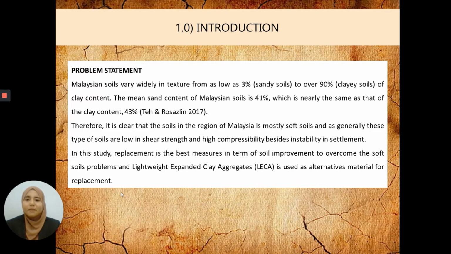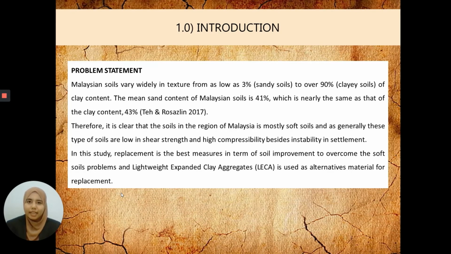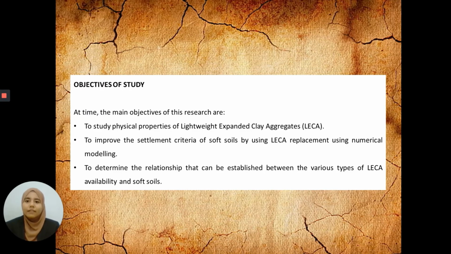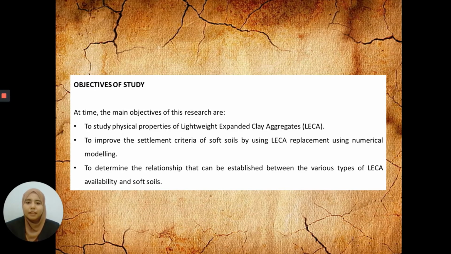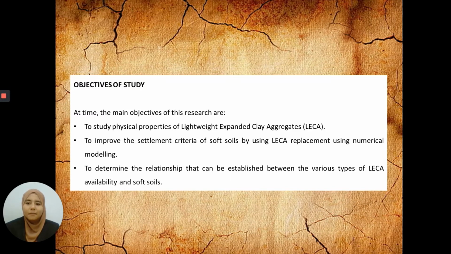In this study, replacement is the best measure in terms of soil improvement in order to overcome the soft soil problem. Leka, or lightweight expanded clay aggregate, is used as an alternative material for the replacement. This study covers three objectives. Firstly, to study the physical properties of leka. Secondly, to improve the settlement criteria of soft soil by using leka replacement and numerical modeling. Thirdly, to determine the relationship that can be established between the various types of leka availability and soft soil.